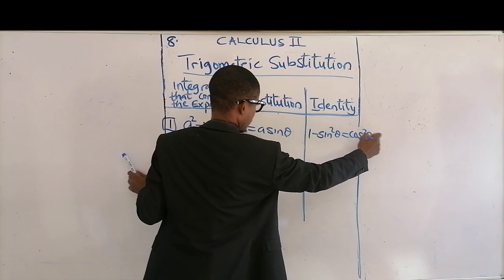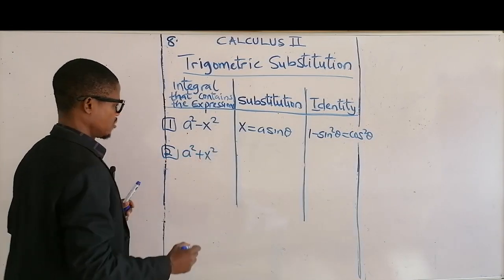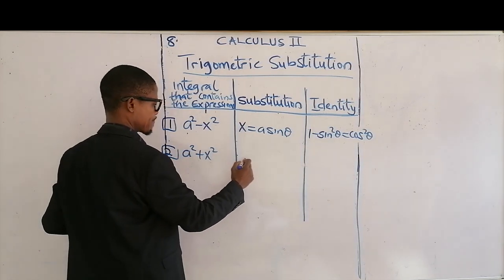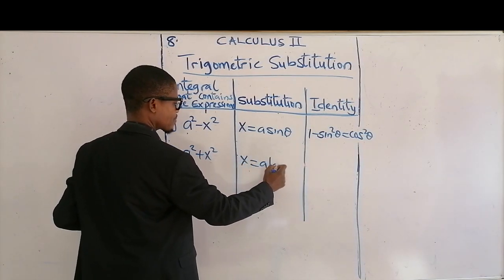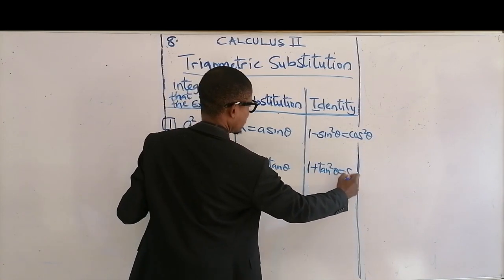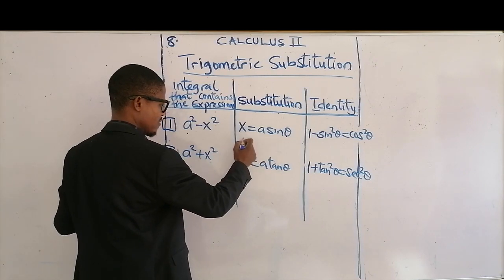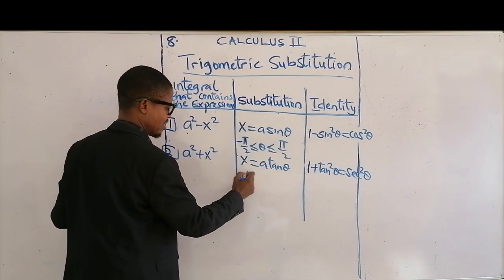Cos squared theta. The second one is a squared plus x squared. So the substitution is x equal to what? a tan theta. And then the identity will be 1 plus tan squared theta equal to sec squared theta. And the range of values for theta in this place will be what? That's the range of theta. Likewise in this place also.